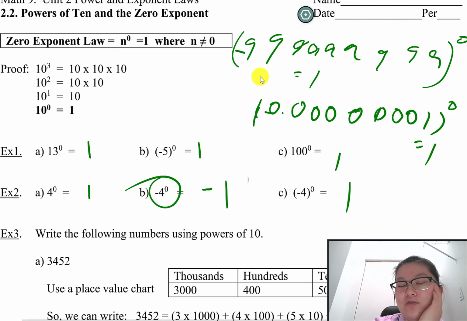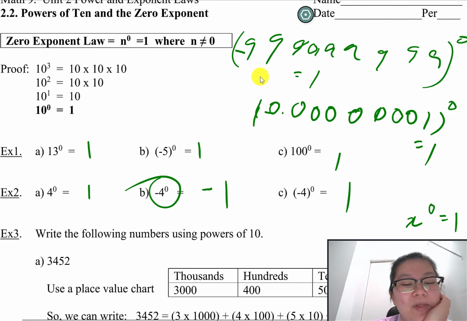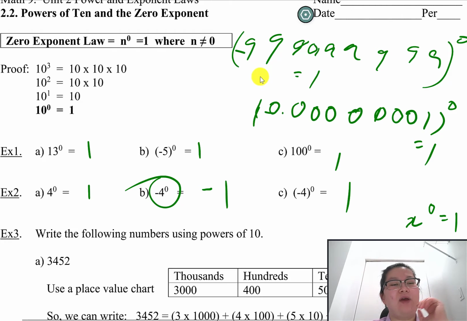Oh yes, did you know that if I take any variable to the power of 0, that is still going to be 1? Even if I don't know what that number is, it's still going to be 1. So that's pretty cool. Now, why is it that anything raised to the power of 0 is 1? Well, think of it this way.